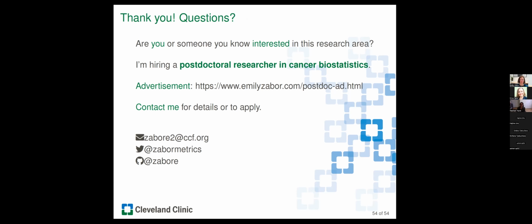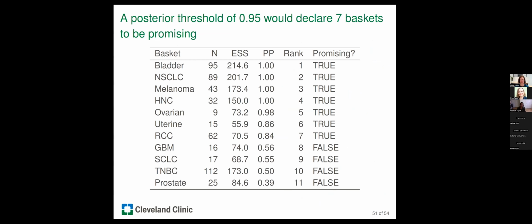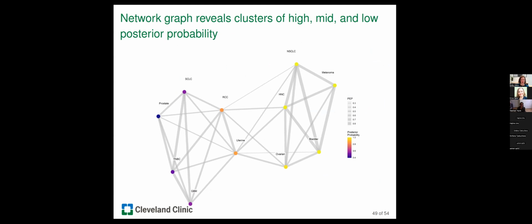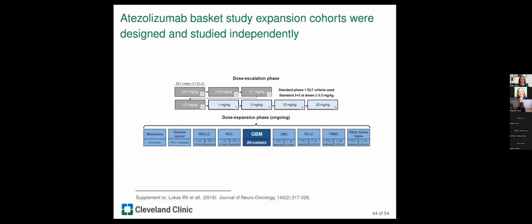Emily, loved the talk. I had a couple of questions. One was, could you go back to the slide where you have GBM? I just wanted to understand the meaning of "all comers." Does "all comers" really signify that there is no inclusion, like there is no biomarker testing you're performing for inclusion?